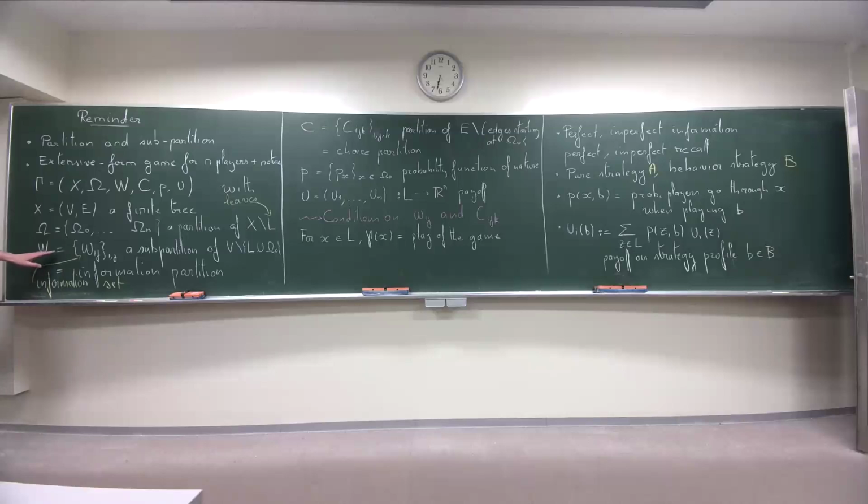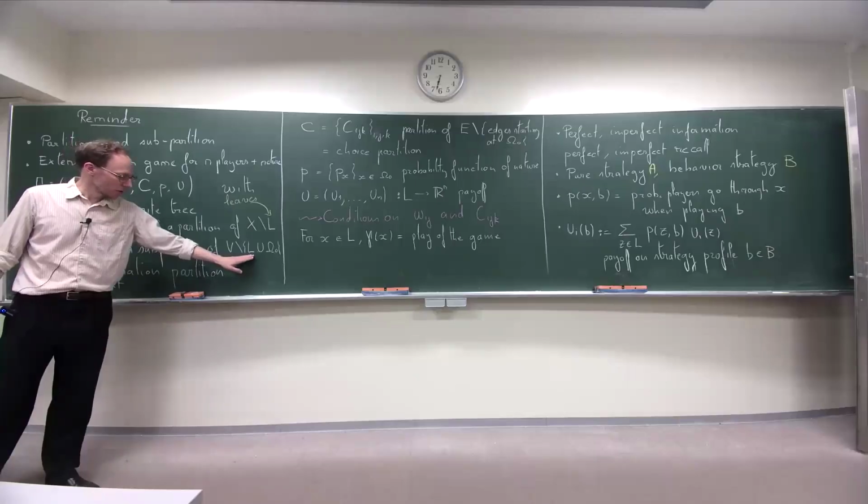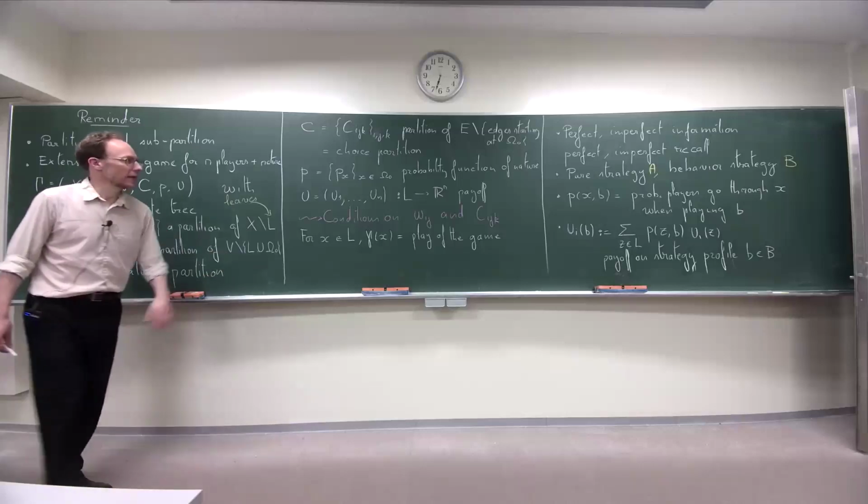But then we have a subpartition of this set omega 1 up to omega n in terms of small omega ij. And I made a picture of this. It's a subpartition of the set of all vertices, but not the leaves or not the nature. And these sets omega ij are also called information sets. And altogether, they form an information partition. It's a partition of this set.